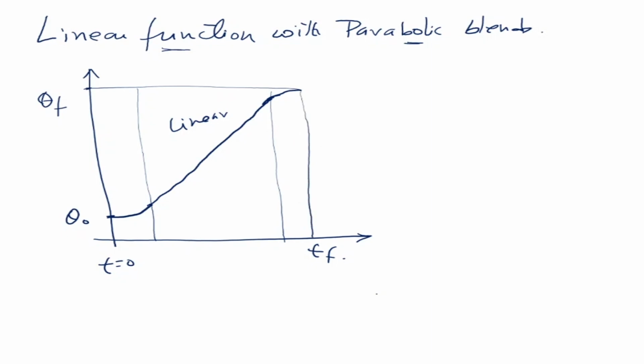So now the robot is starting with a parabolic blend. So this part is what we call the parabolic blend. Okay, parabolic blends.